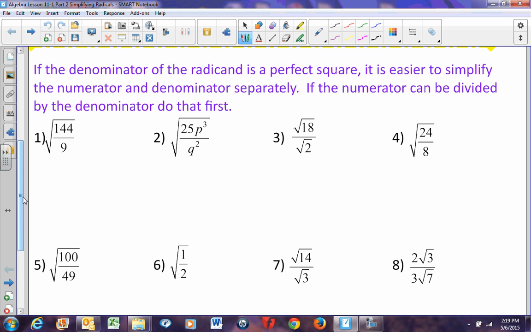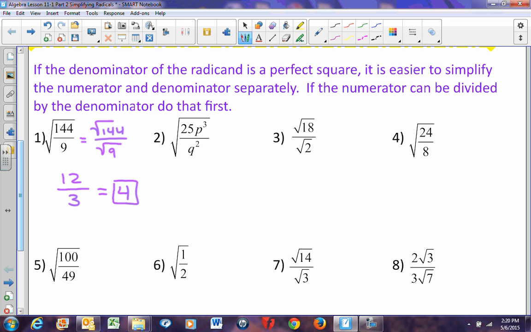Let's take a look at number 1. I look at number 1 and my brain immediately says 144 is a perfect square and 9 is a perfect square. So I can rewrite this as the square root of 144 over the square root of 9. And I know the square root of 144 is 12 and the square root of 9 is 3. So I can rewrite this as 4. And I'm done at that point in time.